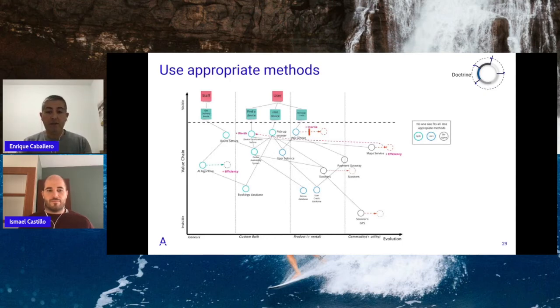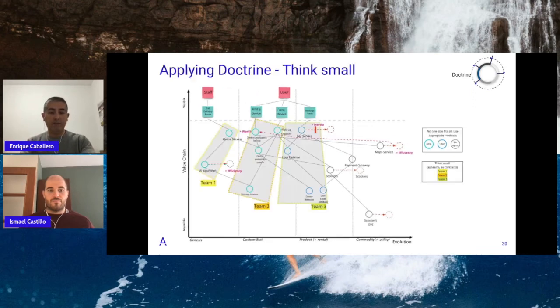In this case, for example, we can see that while components in the genesis or in the custom-build stages work better with agile methodologies, the components in the product stage fit better with lean or with Six Sigma approaches.